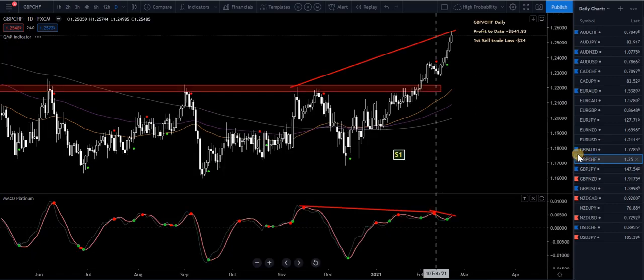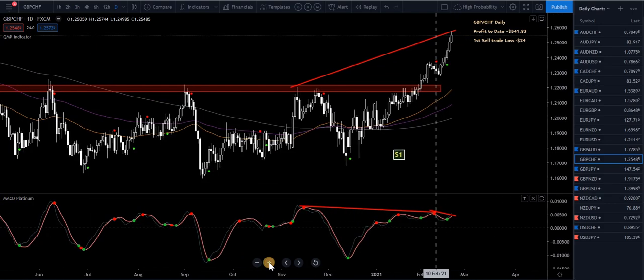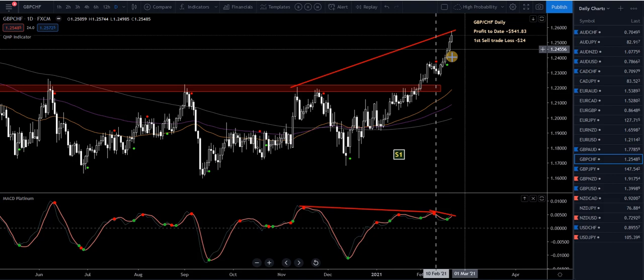Pound Swiss, this thing's just on a big tear. Once I broke this sort of level here, bang, she's gone. Actually, I think someone in either the Facebook group or the Telegram channel called it a buy on this pair when I was selling, and I thought, what's he talking about? But yeah, my sell there, I took a loss.